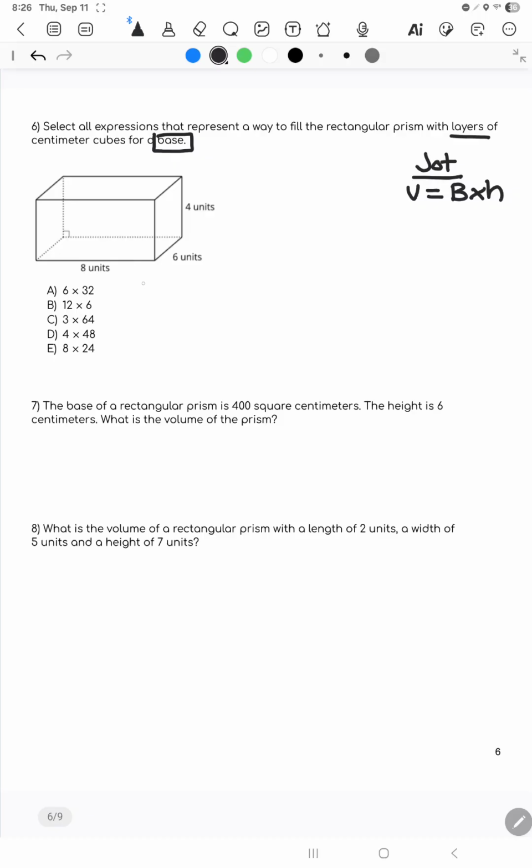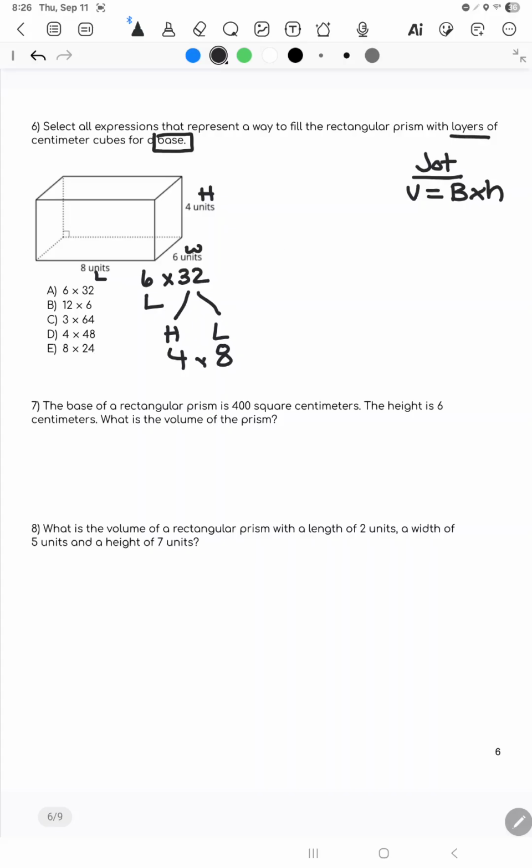Let's check them out. For letter A, 6 times 32. Well, I see where 6 is. If I label length, width, height, the 6 is the length. That would mean 32 would have to come from the height and the width. So 8 and 4. So is 4 times 8 32? It sure is.